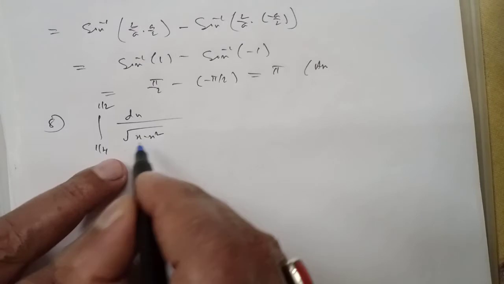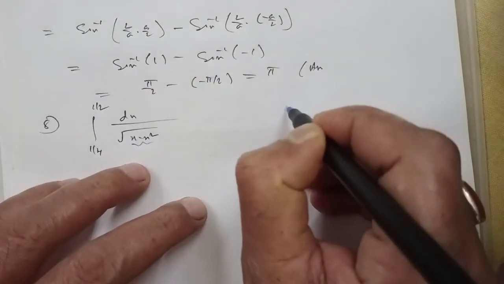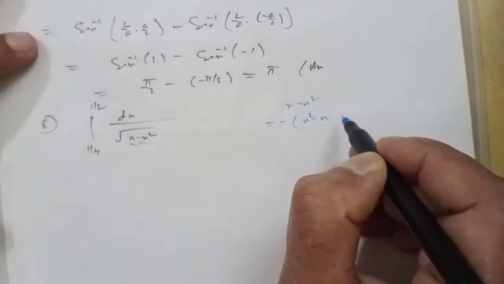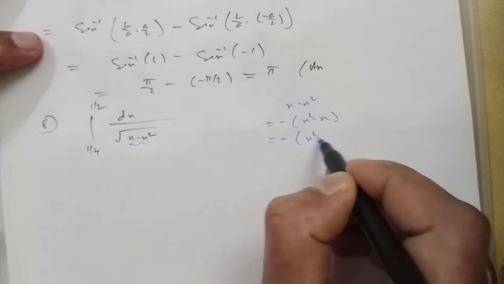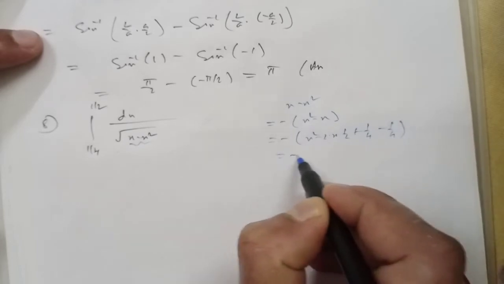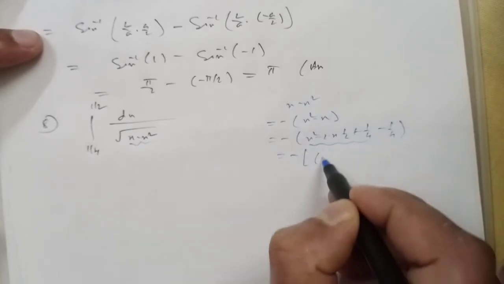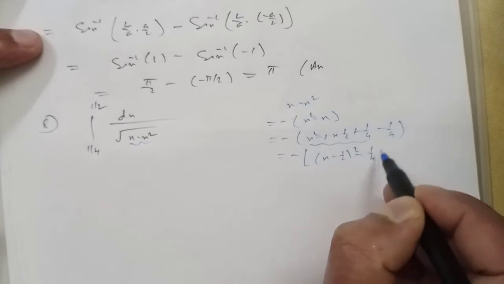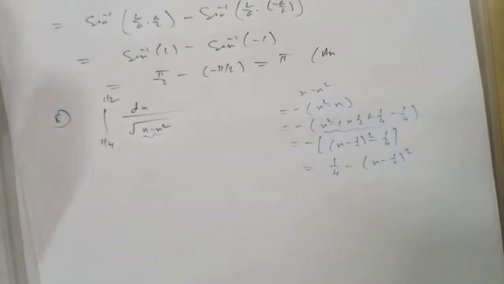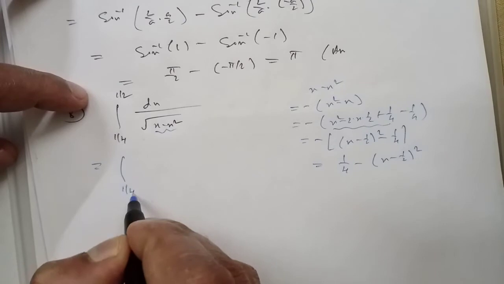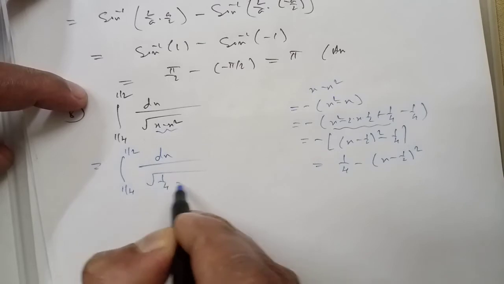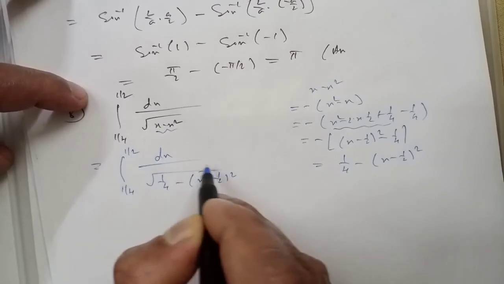Like the previous problem, let us first study this quadratic. Here I am writing x minus x square. Next I am taking minus common, so x square minus x. Then x square minus 2 into x into half plus 1 by 4 minus 1 by 4, then these three terms become x minus half whole square. This is minus 1 by 4. So I get 1 by 4 minus x minus half whole square. So here I am writing that modified form, dx by under root 1 by 4 minus x minus half whole square.